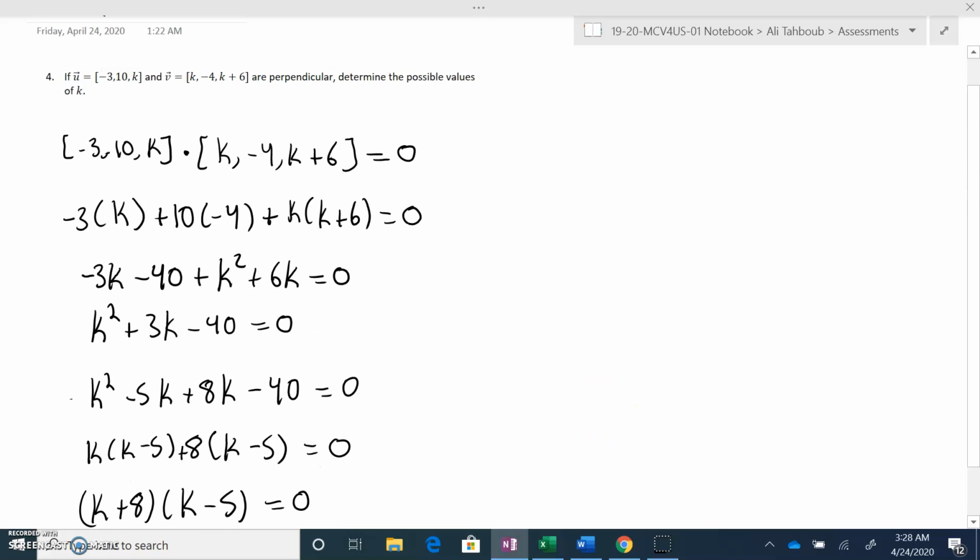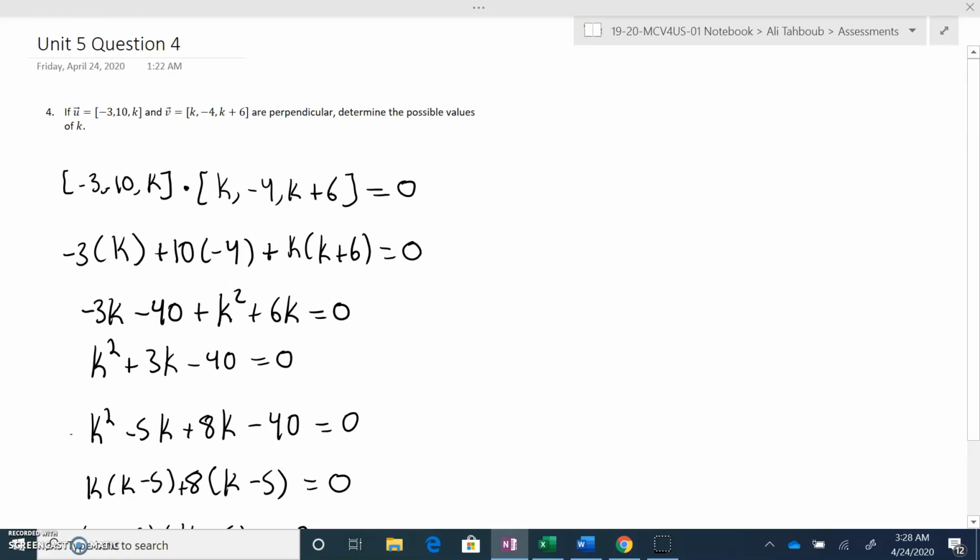And in a nutshell, we found this using the dot product, because we know that when we find the dot product of two vectors and it's equal to 0, we know they are perpendicular, and we just solve for the k's. And yeah, that is it.